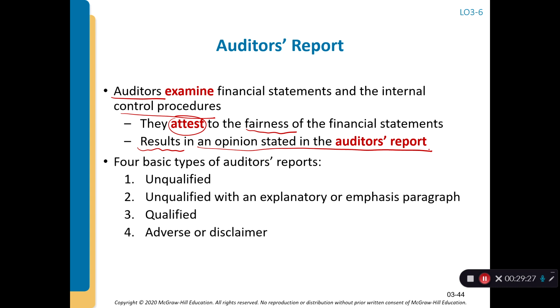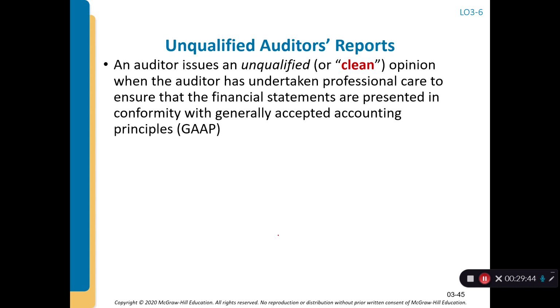And there are 4 kinds of auditor reports: unqualified (with or without an explanatory or emphasis-of-matter paragraph), qualified, adverse, and disclaimer, right? So then what is an unqualified auditor report? Usually we call it a clean opinion, meaning that the auditors have undertaken a lot of professional care to ensure that the financial statements are presented in conformity with GAAP. In human language, it means that this company's financial statements are free of material error and in compliance with accounting standards.